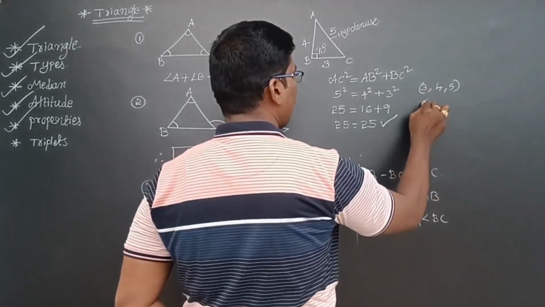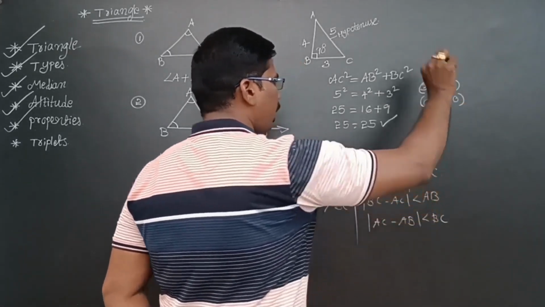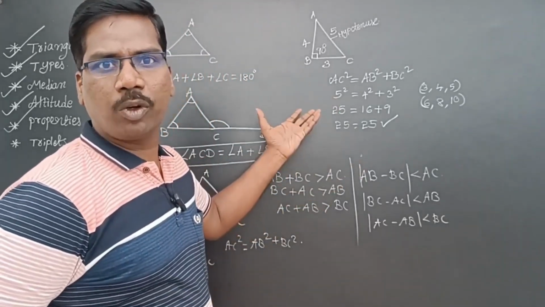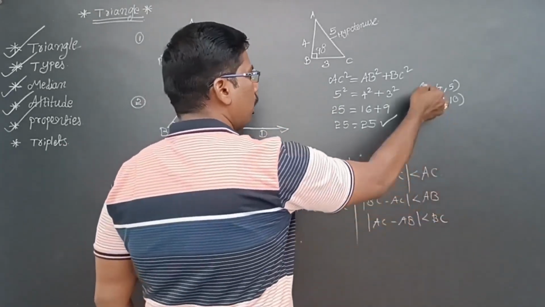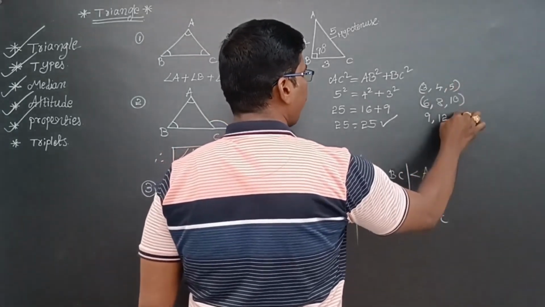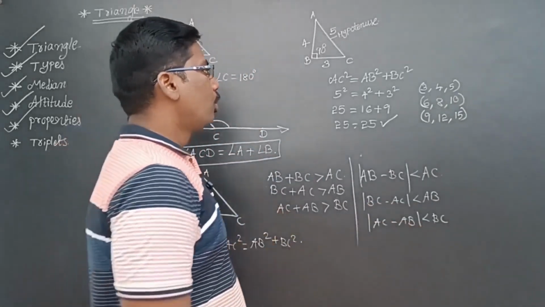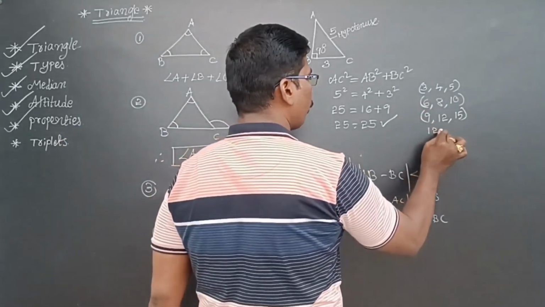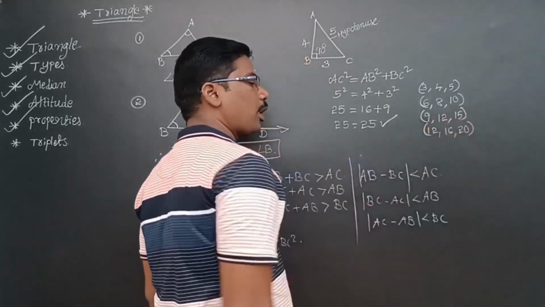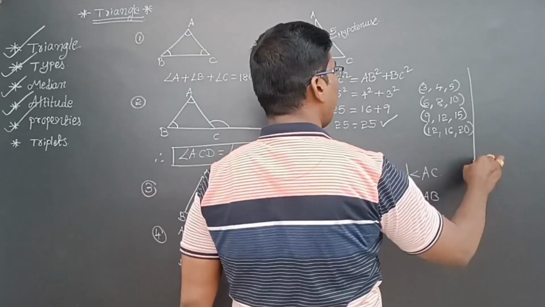2 table. 2 3s are 6, 2 4s are 8, 2 5s are 10. This is also a Pythagoras triplet because multiples also satisfy this property. Now, 3 table. 3 3s are 9, 3 4s are 12, 3 5s are 15. These are also Pythagoras triplets. 4 table. 4 3s are 12, 4 4s are 16, 4 5s are 20. These are also Pythagoras triplets.